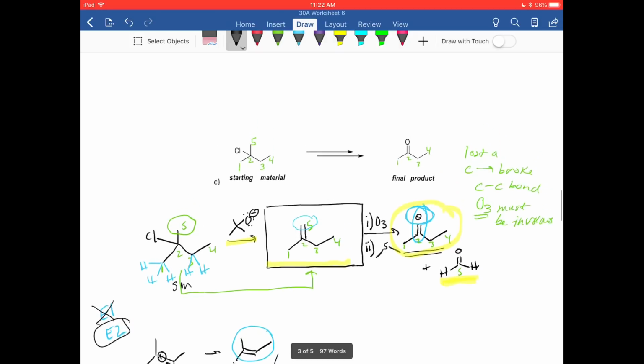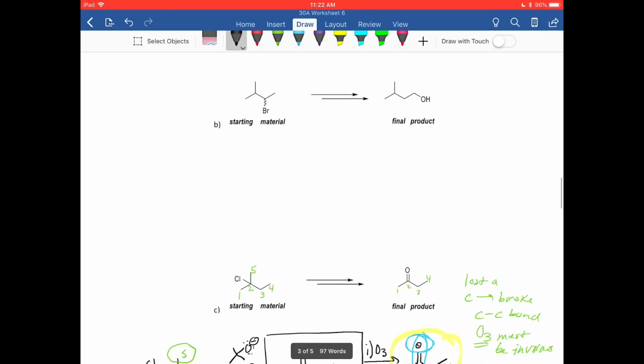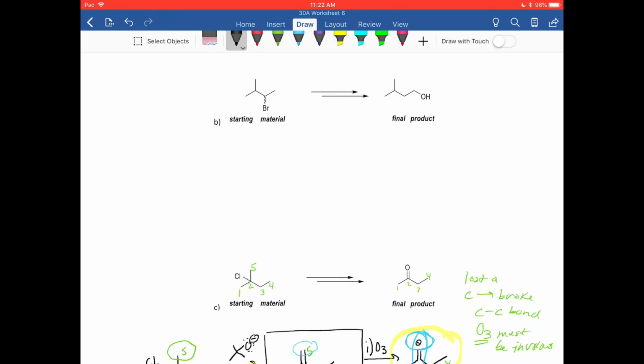So now let's try another synthesis problem. So here our starting material is this alkyl halide. So let's go ahead and number our carbons. Now you'll see with this carbon chain, these carbons map on perfectly, right? So we have a 4-carbon chain with a methyl group at the 2 position, our 5-carbon.